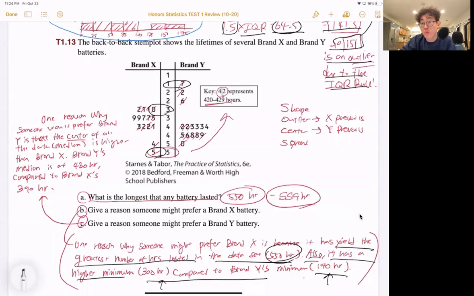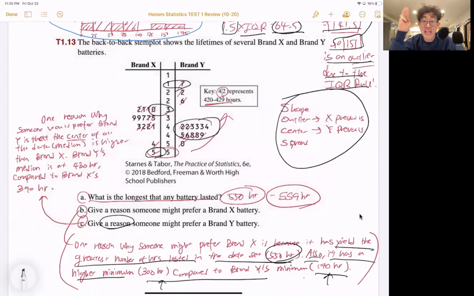What is a good reason for brand Y then? Well, some of you guys might say, oh, it's more consistent, or somewhere along those lines. But please remember that I want one reason. And one solid reason can come from this. Anything that deals with SOCS that describes the distribution, you're all set.